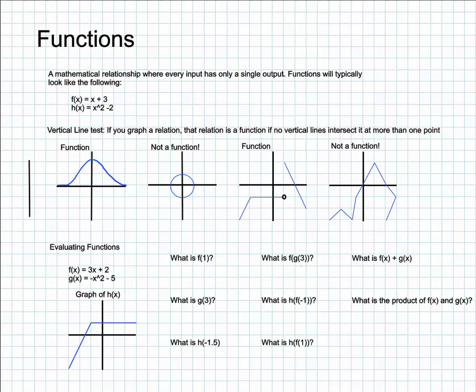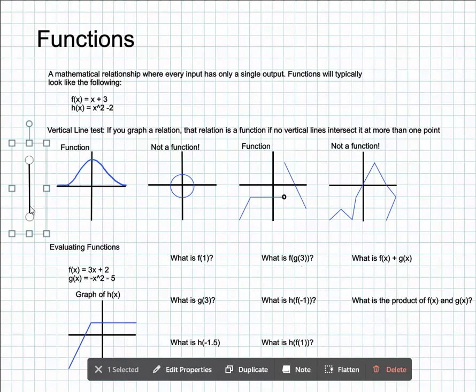There's something else called the vertical line test, which basically states that if you graph a relation, that relation is a function if no vertical lines intersect it at more than one point. So this is a great way of very easily checking if something is a function or not. So I have 4 examples here, and I have this vertical line. You can see the first example, which looks like a bell curve. If I take this vertical line and I drag it along different values of x, you'll see that I only get one output for y. That's what makes the first graph a function.